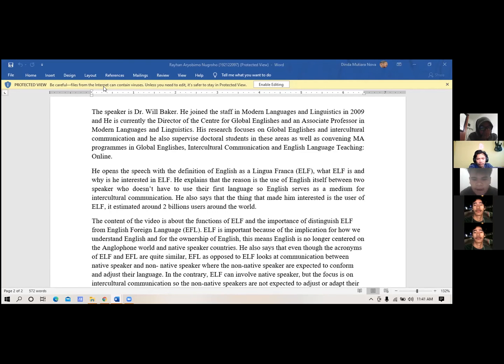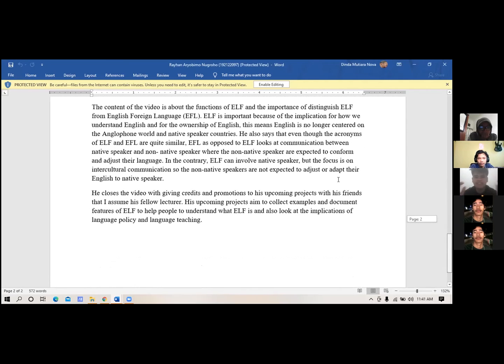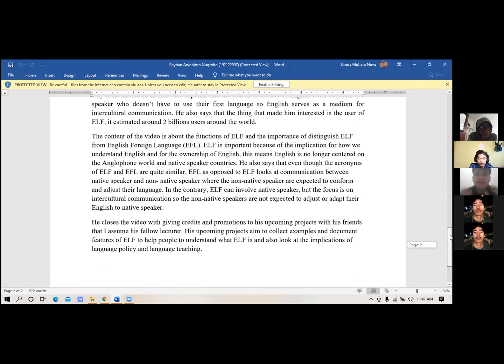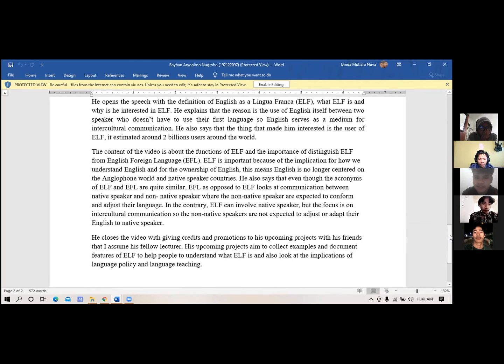So, as you know, English as a lingua franca is English as a medium for a conversation between two speakers who aren't from a native speaker country like the UK or USA or Australia.